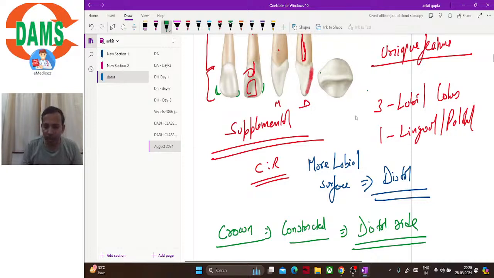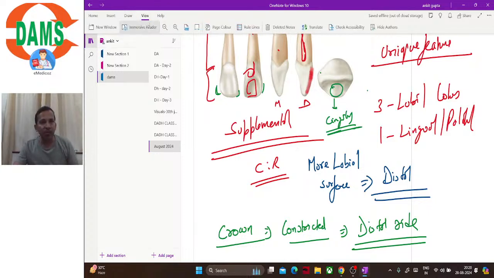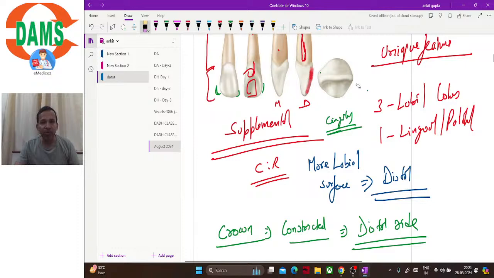Also, from the incisal view, you can see a prominent cingulum. The cingulum is more prominent as compared to the central incisor, isn't it? And if someone asks you about the shape of the tooth from the incisal view, what you would say is it appears triangular, right?